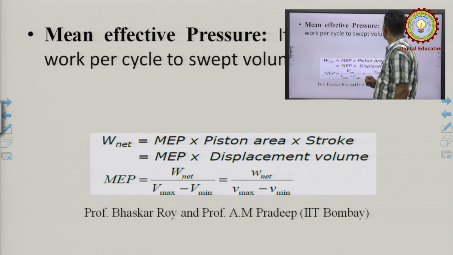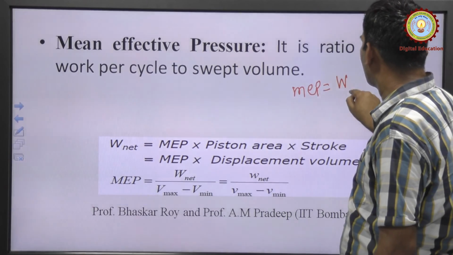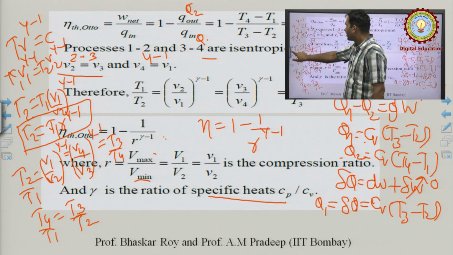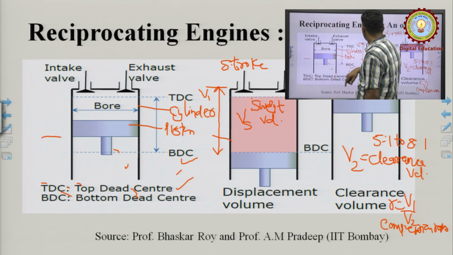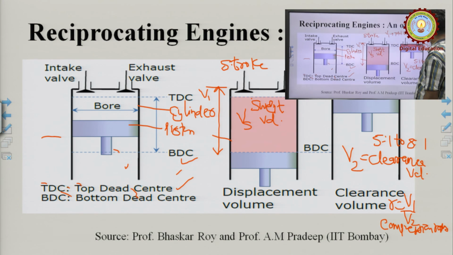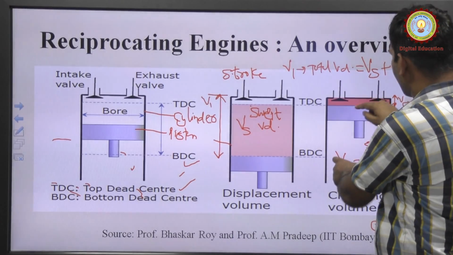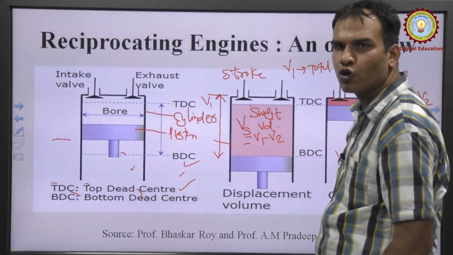The next term is mean effective pressure. It is the ratio of net work per cycle to the swept volume. So, mean effective pressure is net work, that is W net, upon swept volume. You can see in the previous slide I have discussed this swept volume. This volume is Vc, that is equal to V2, the clearance volume, and this total volume is V1. So, this swept volume can be written as V1 minus V2. Swept volume is V1 minus V2. It is also called displaced volume.